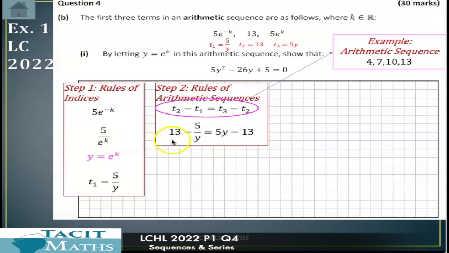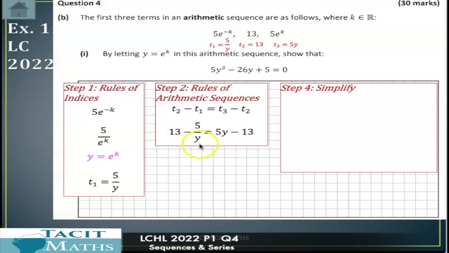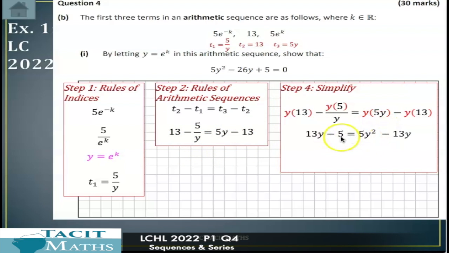Okay, and once you have this equation, then it's just algebra after that, right? So we're just solving this. Just be careful dealing with the y underneath the line here. Multiply everything by y, and we end up with this. Simplify it, and we end up with what we were looking for here.